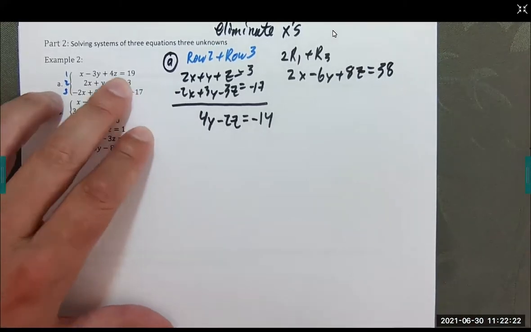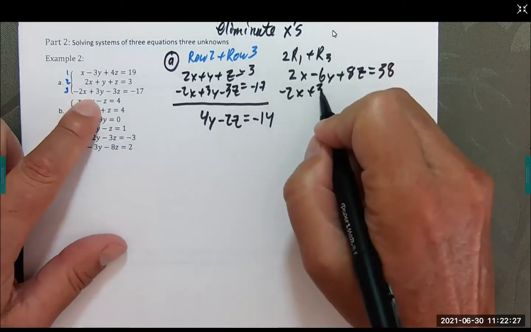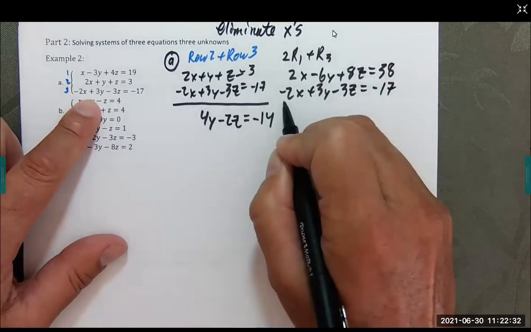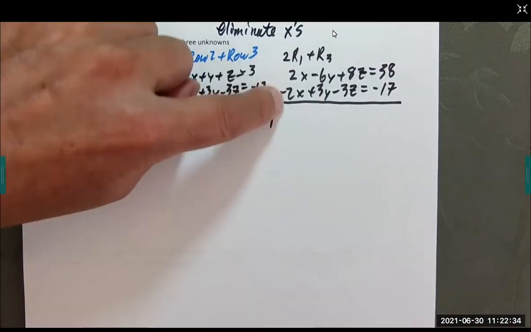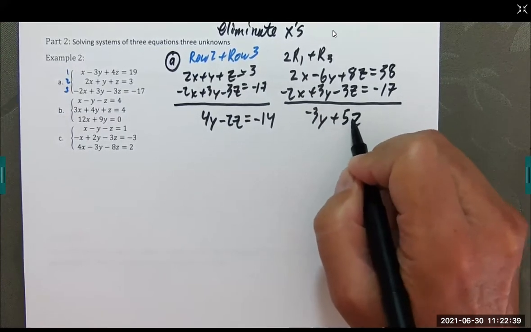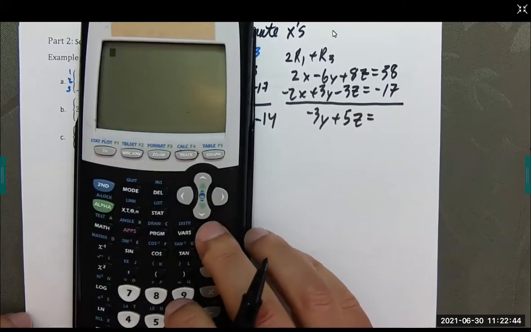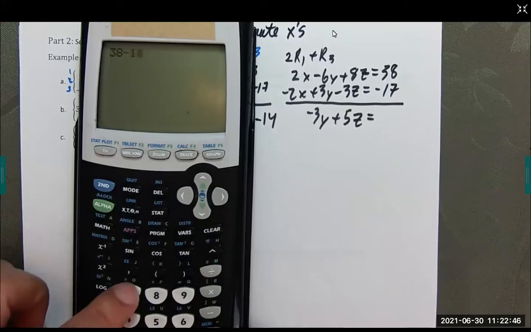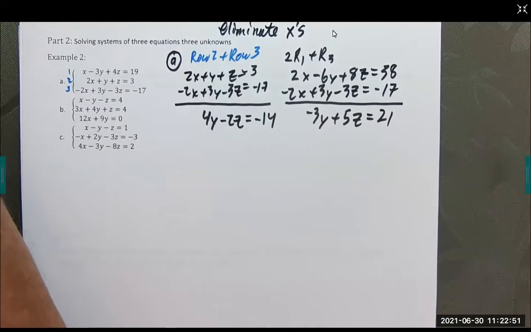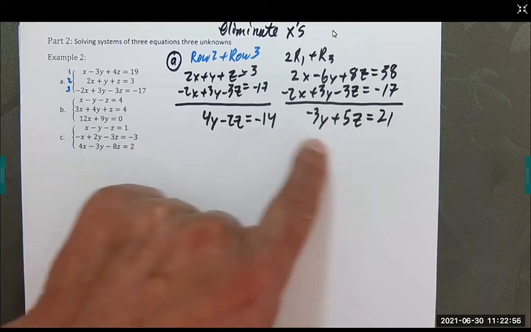19 times 2 is 38. I'm going to add that to row 3, which is -2x plus 3y minus 3z equals -17. And again, the x's eliminate. I'm left with -3y plus 5z equals, let's see what that is, 38 minus 17 is 21. So what I've done is I now have 2 equations with 2 unknowns. So I've gone from 3 equations with 3 unknowns down to 2 equations with 2 unknowns.